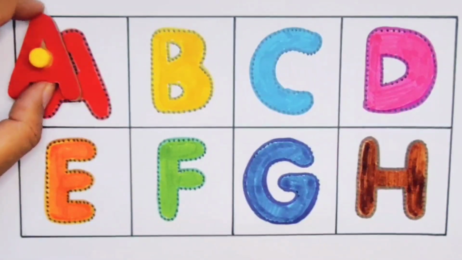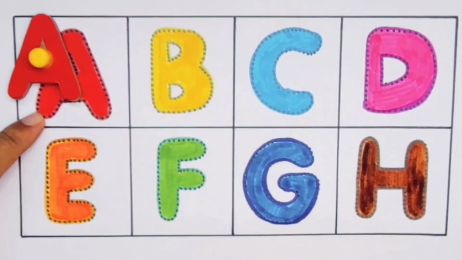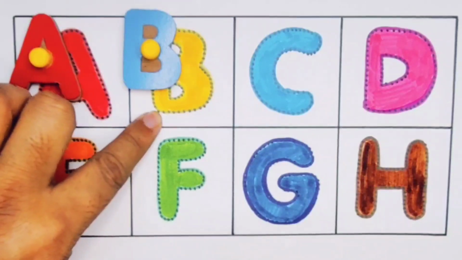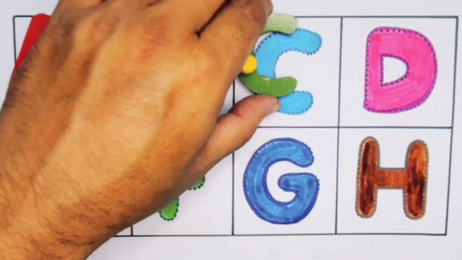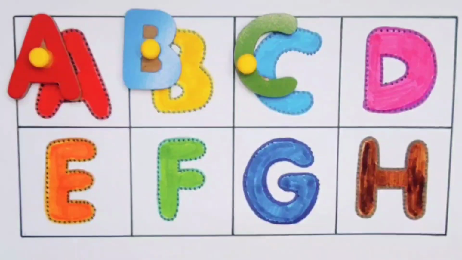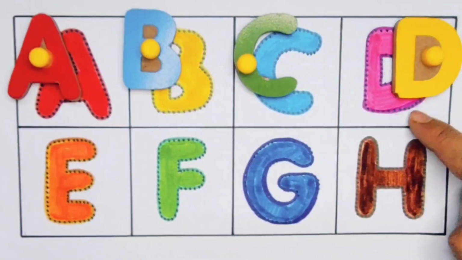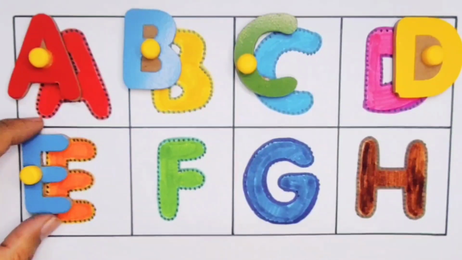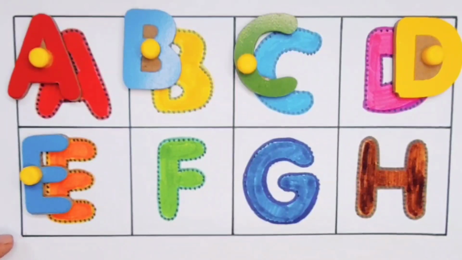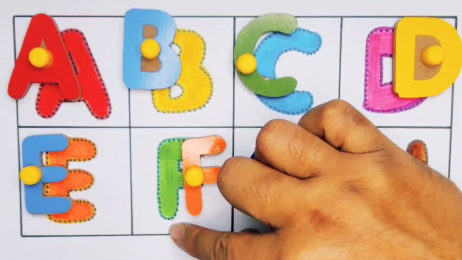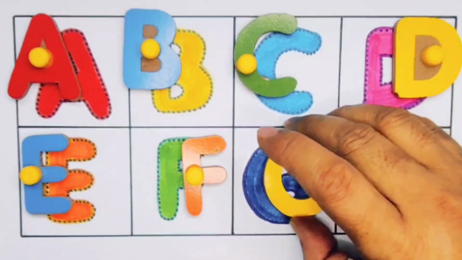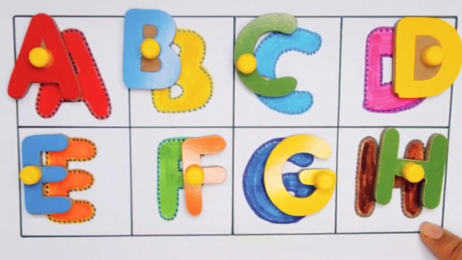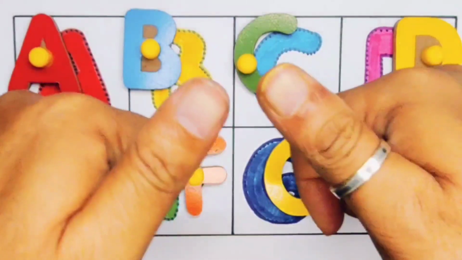What we learn? We learn A for aeroplane. Next, B for butterfly. Next, C for car. Next kids, D for dolphin. Next, E for elephant. Next kids, F for fish. Next kids, G for giraffe. Next, H for house.